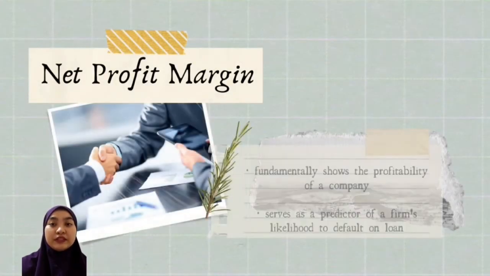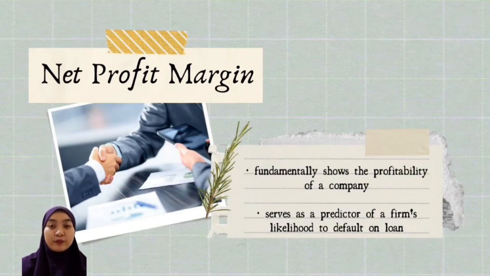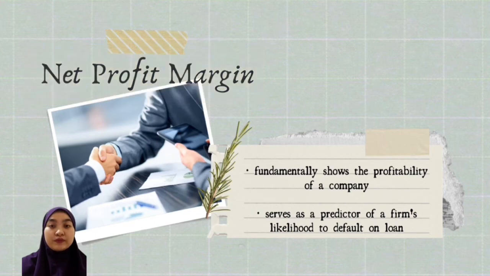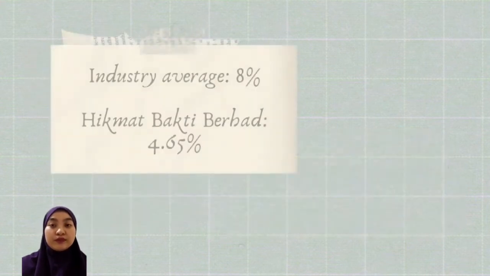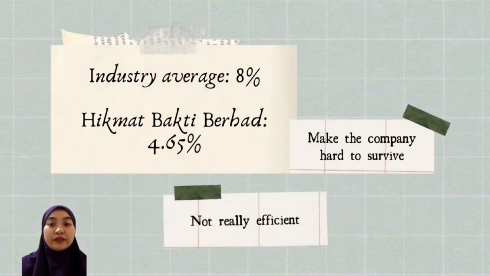The purpose of the net profit margin is that it fundamentally shows the profitability of the company and serves as a predictor of a firm defaulting on loans. A lower ratio means the company is not really efficient. It makes it hard for the company to survive when a product line doesn't meet its expectation.